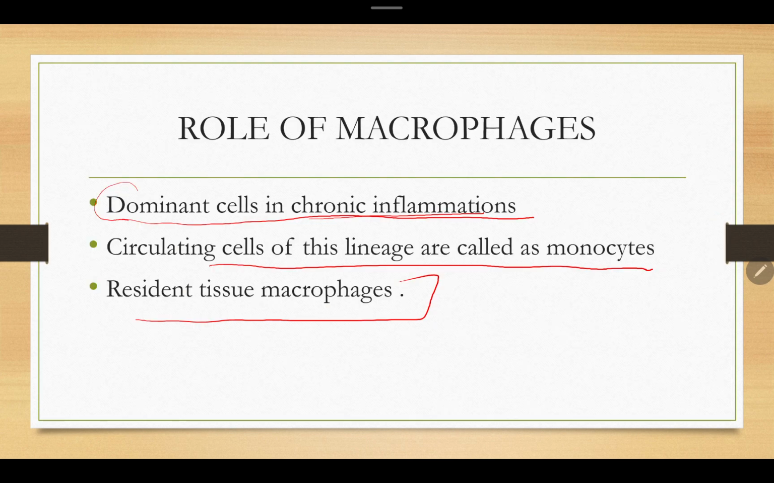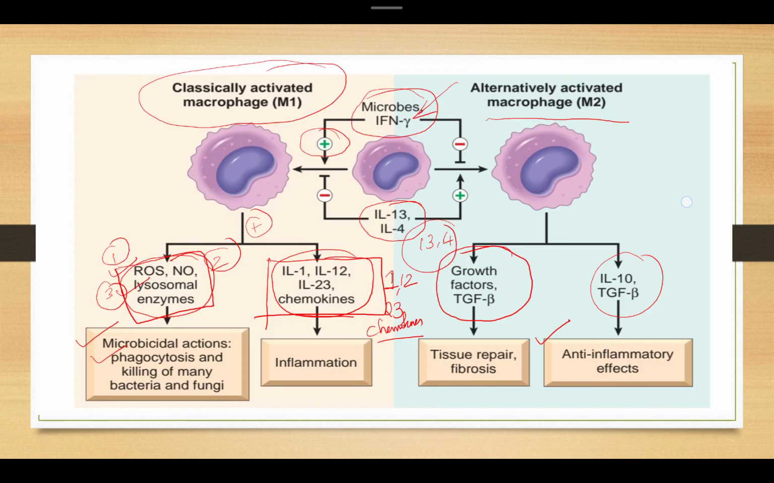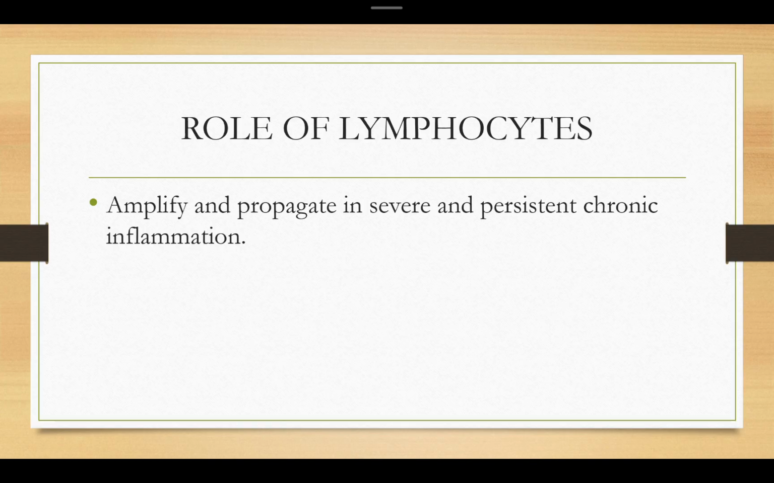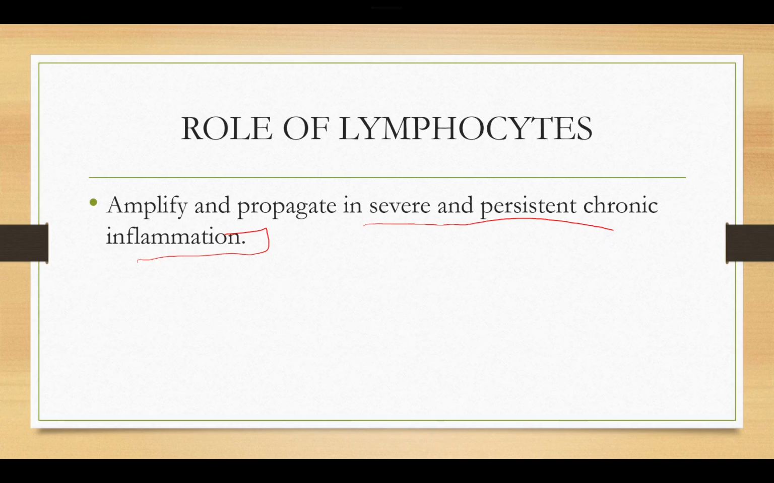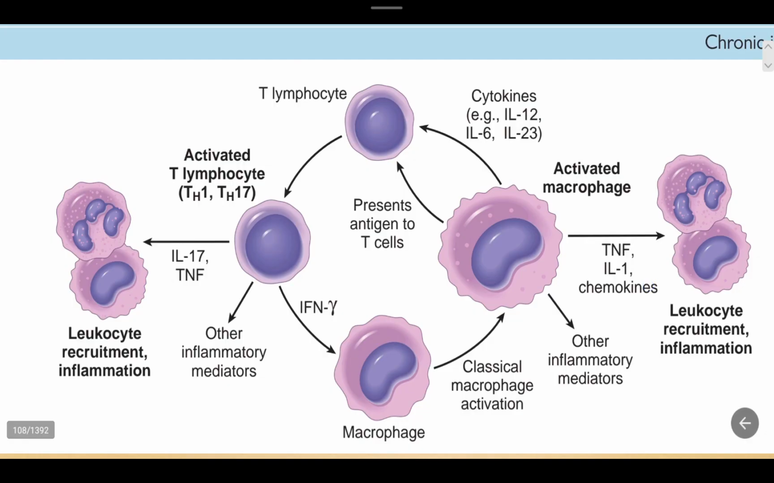So these are the roles of macrophages in chronic inflammation. Next, the role of lymphocytes in chronic inflammation. The lymphocytes will amplify and propagate severe and persistent chronic inflammation. How do the lymphocytes amplify and propagate chronic inflammation?